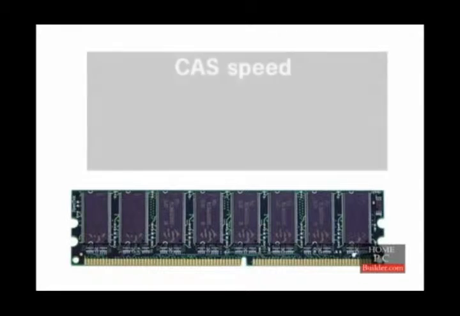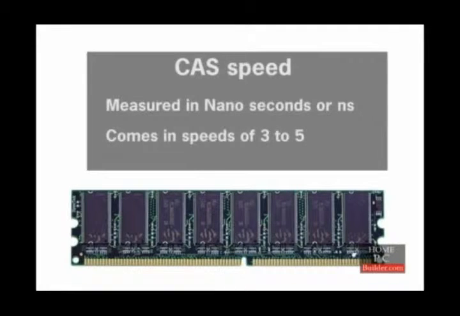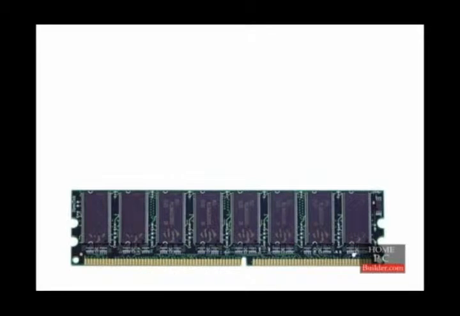Another measurement of RAM speed is called CAS. It's measured in nanoseconds, or ns, and comes in speeds of 3 to 5. 3 is faster, but the difference in real-world performance is very small. It's hard to recommend spending extra for CAS 3 RAM.